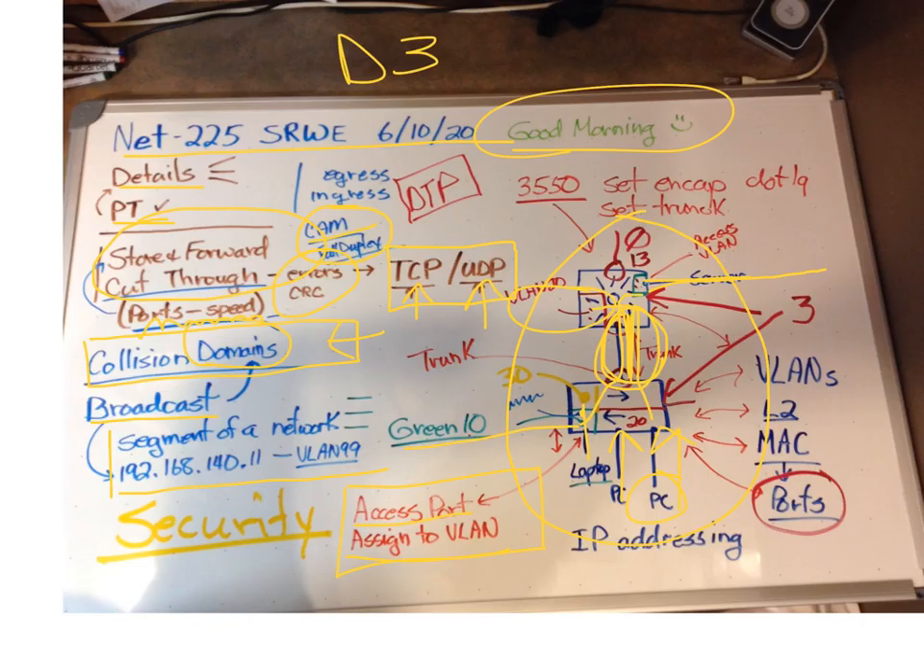Now on the 3550s, you'll want to set your encapsulation. You'll have to look up the syntax, but you'll set the encapsulation to .1Q so the frames get encapsulated with the correct tag. And then you can set it to a trunk. So we were concerned, make sure we understand ports, MAC addresses on a layer 2 switch, and then we make VLANs.